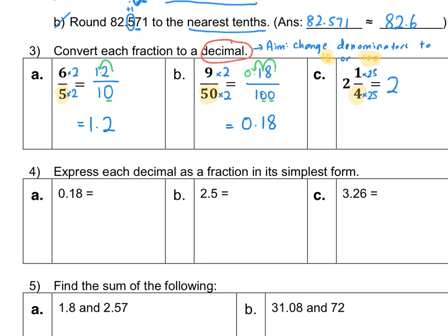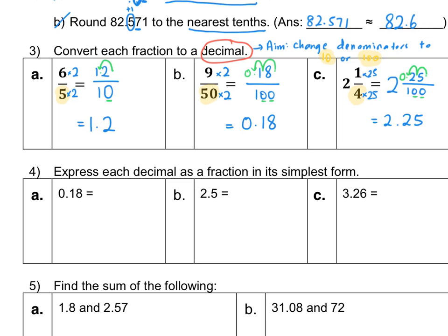So 2 whole remains. 4 times 25 is 100. 1 times 25 is 25. Okay, and you will have 2 point something. What is the something? How many zeros are there? 2 zeros. So you move the decimal point backwards by 2 decimal places. So 2 plus 0.25, you will get 2.25.